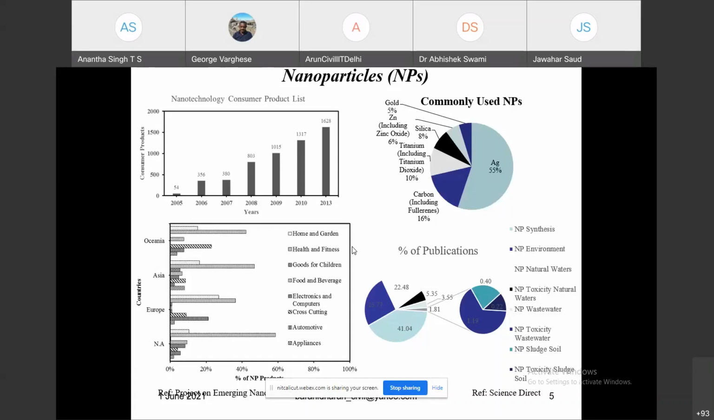Hello. So I think various household wares like cosmetics, sunscreens, deodorants, air purifiers, fabrics, stain removers and paints. So these are basically the ingredients we are using as nanoparticles. Okay, very good. Okay, anybody else?